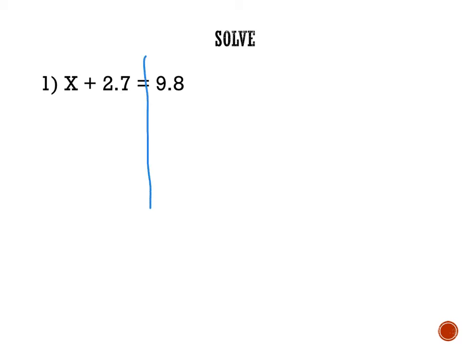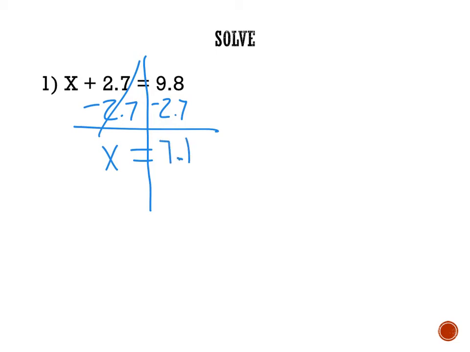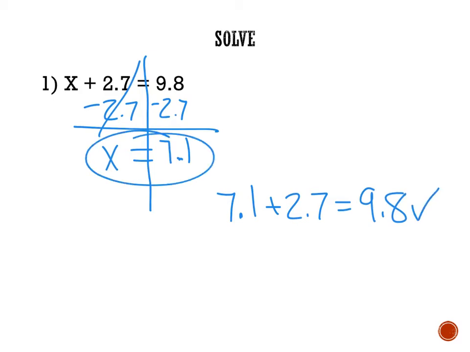I would draw my lines to show sides, and then I would do opposite operation, get everything onto one side, and you subtract 2.7 on both sides. Those cancel out, leaves you with x equals, and then you get 7.1. If you wanted to show work to check, you would do 7.1 plus 2.7, and that gives you 9.8, and that checked, and then circle your answer.